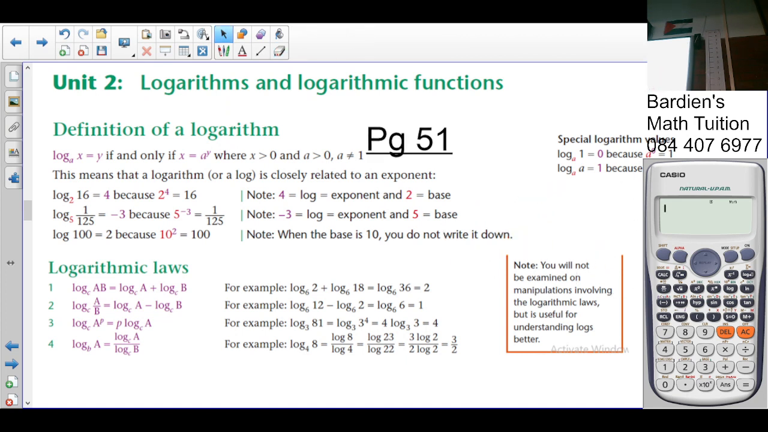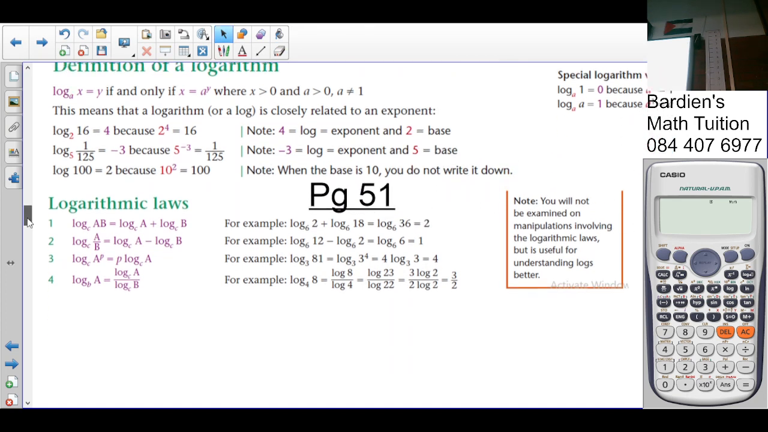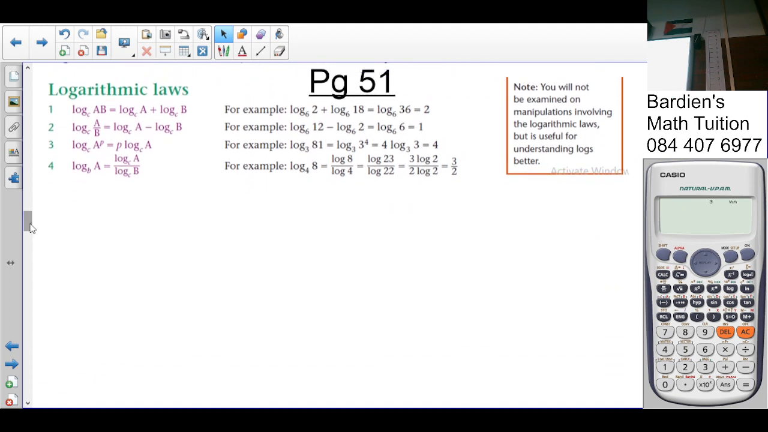These laws you must familiarize yourselves with. Log A times B base C, log AB base C, is equal to log A base C plus log B base C. This is: log of the product is equal to the sum of the logs. Can you see that, people? Log of the product is equal to the sum of the logs.